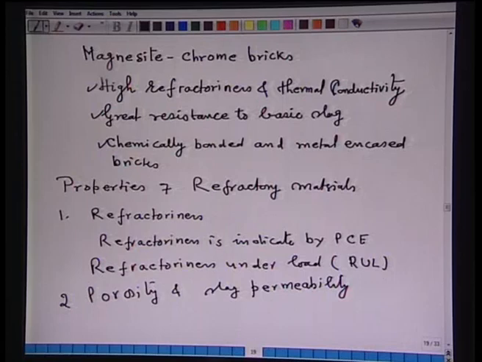Porosity affects chemical attack by molten slag, molten metal and gases. That is why porosity and slag permeability matter. If the brick is porous, then slag will be able to diffuse into the pores, react with the oxides and may change the property of the refractory. So porosity is a property which determines the resistance to penetration of molten slag, molten metal or gases.